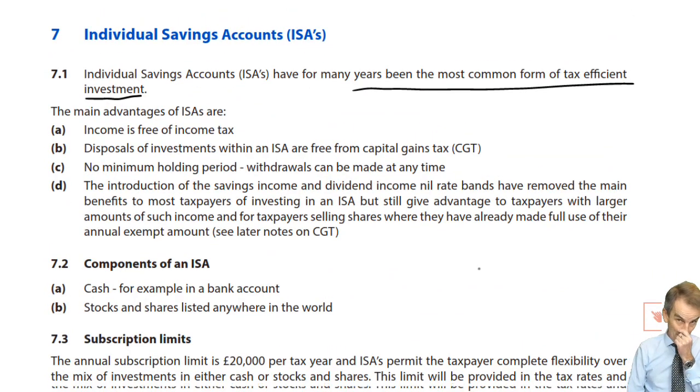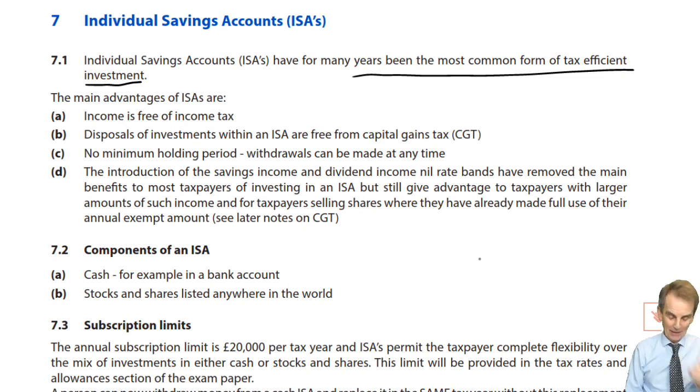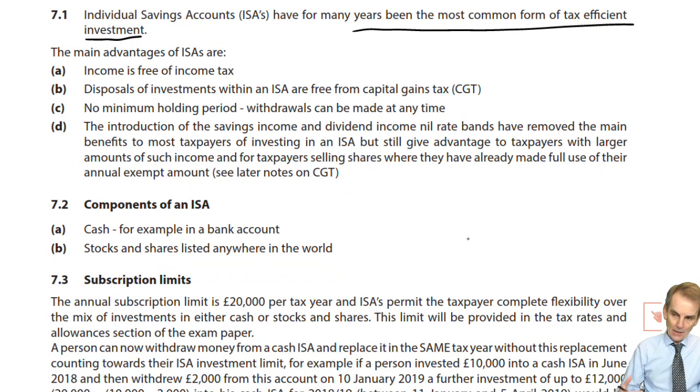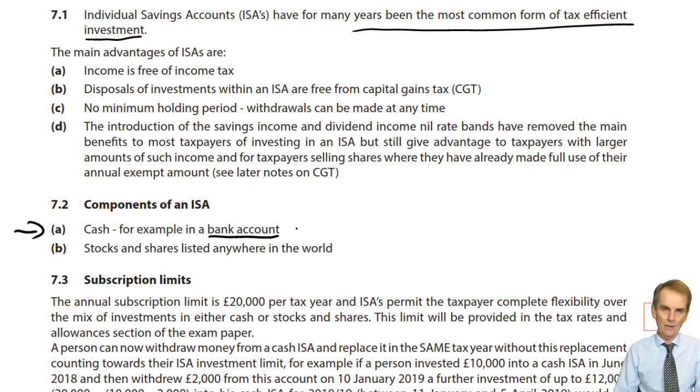Now then, components of an ISA. Two main forms of income will derive from an individual savings account. They are interest income based on, usually as here, cash deposits made, usually in a bank, paying interest thereon. The interest from that ISA is exempt from income tax. This is the point, tax-efficient investment: income from your ISA is exempt. So it could be interest.